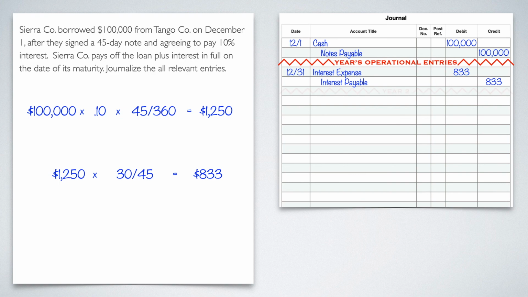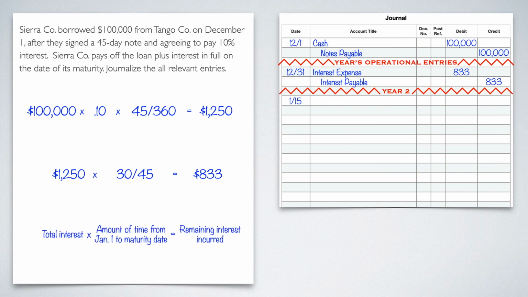Now let's go into year 2, where we actually pay it off. So January 15th occurs. This is, again, the end of its maturity date. So I need to figure out that last little bit of interest. Again, you can do 1250 minus 833. That'll give you the answer. But again, from an equations base, it'll be $1,250 times the remaining 15 days out of the 45 days. And that will give you the remaining $417.